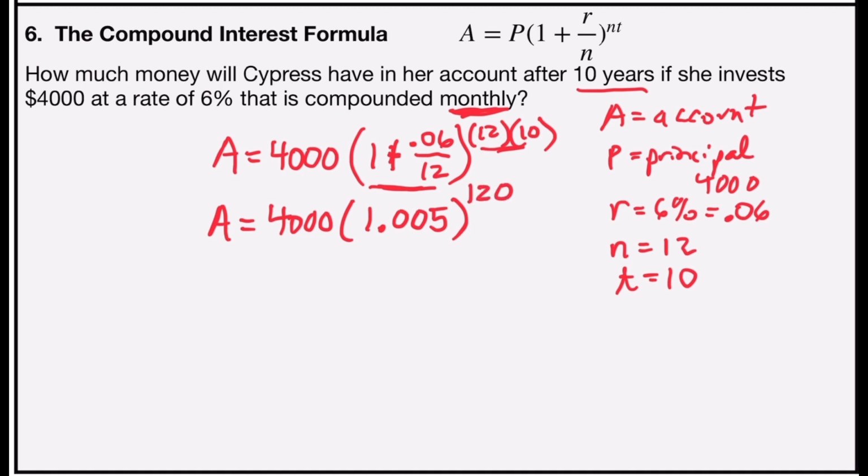And so now we have to punch that in the calculator. We'll take 4,000 and multiply it by 1.005 raised to the 120, and we find out that the amount that Cypress would have in her account is $7,277.59.